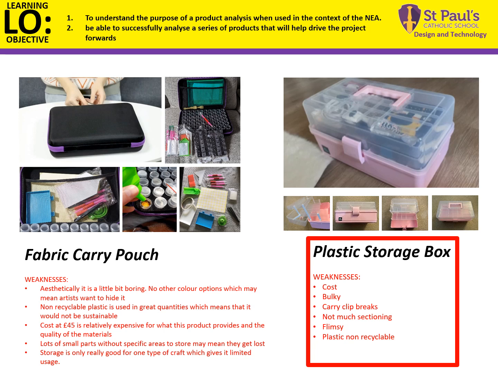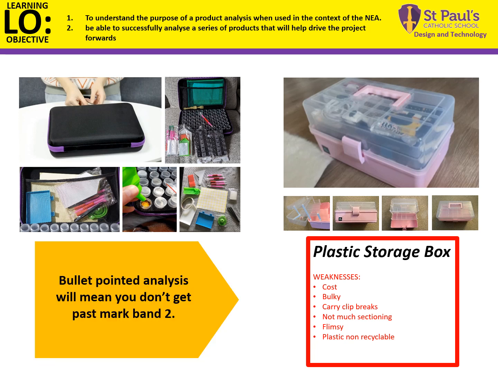The one that I have gone round in red, I've gone round to give you just a little idea of what you will get if you bullet point your evaluations. You will not get past mark band 2, which means that you probably will not get yourself over level 4 if you do the style of analysis shown in the red box here. There isn't enough information, it's not in depth, and it doesn't give us enough kind of reasons behind why this is an improvement and why this is a weakness.